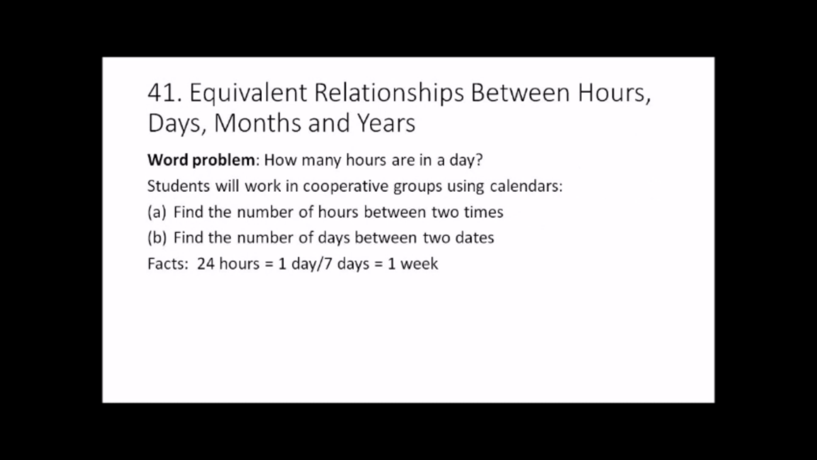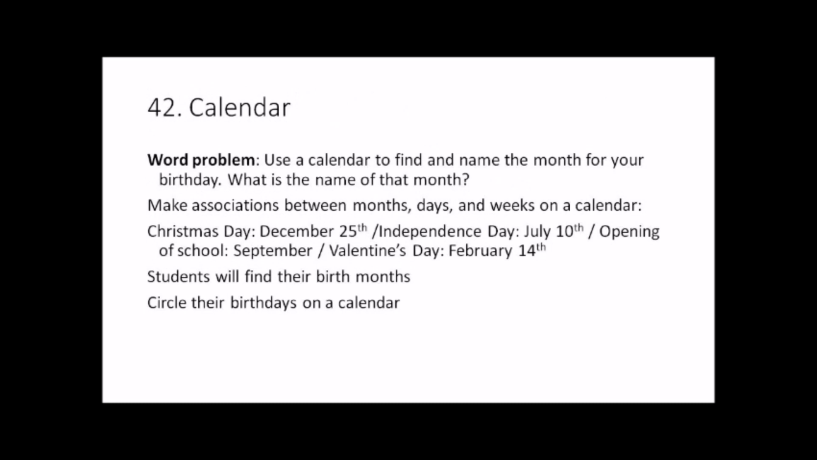Lesson 41, equivalent relationships between hours, days, months, and years. How many hours in a day? Let them work in cooperative groups with calendars to find answers to these at first. Find a number of hours between two times. Find a number of days between two dates. The facts they need to know: 24 hours is 1 day, 7 days is 1 week. Let them work with those facts in order to solve given problems. Let them create their own problems.